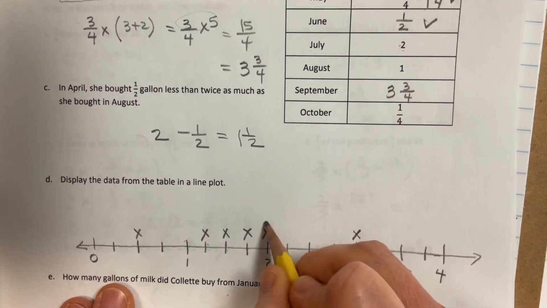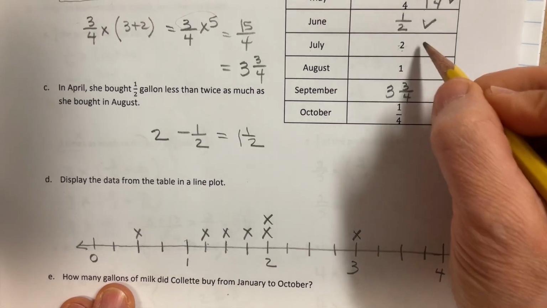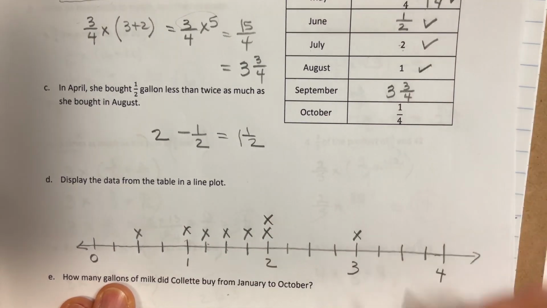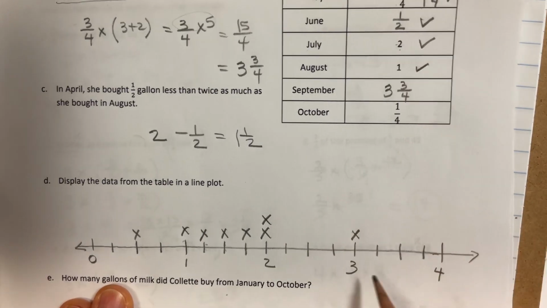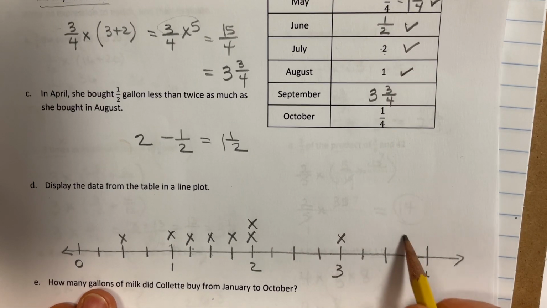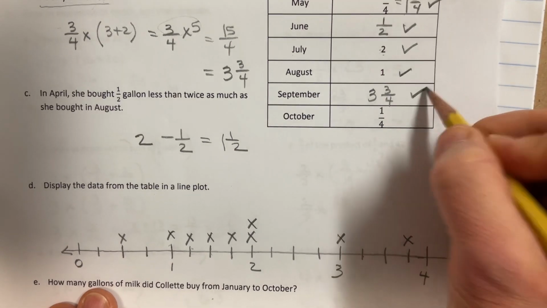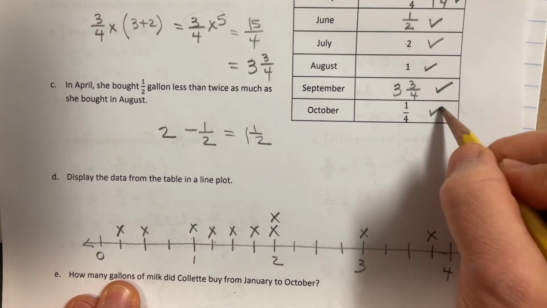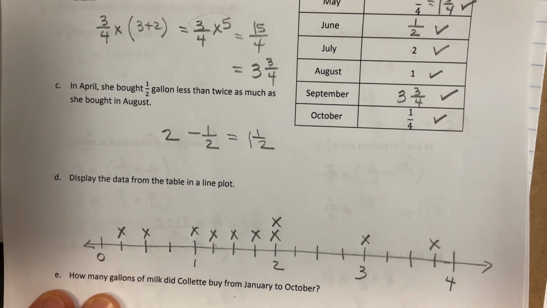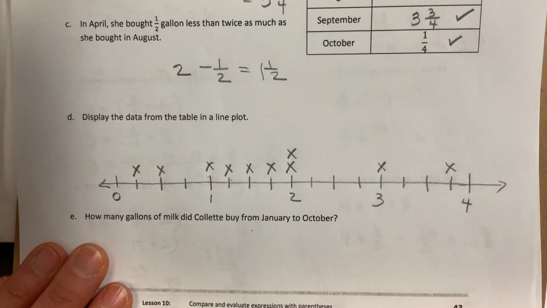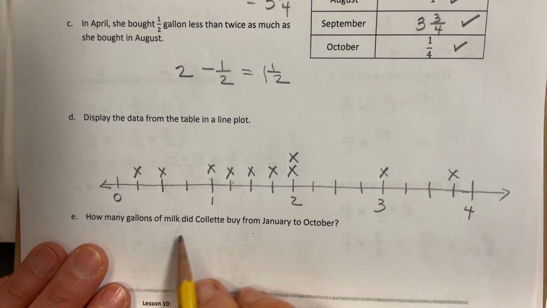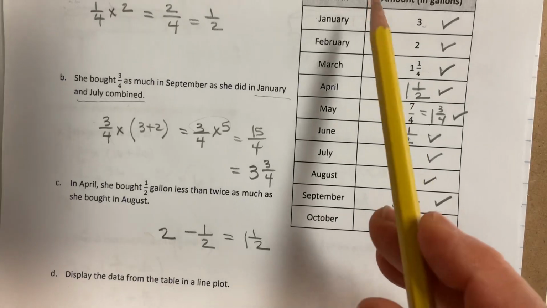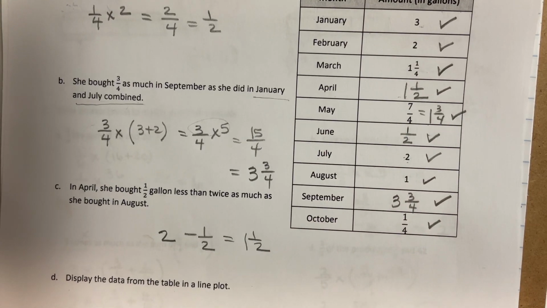2 whole. Oh, I finally got a second X there. 1 whole. 3 3/4. So 3 whole, 1/4, 2/4, 3/4. There. And 1/4 would be down here. All right. Practicing line plots. The very last thing, how many gallons of milk did Colette buy from January to October? So January to October, I have to add all those numbers.